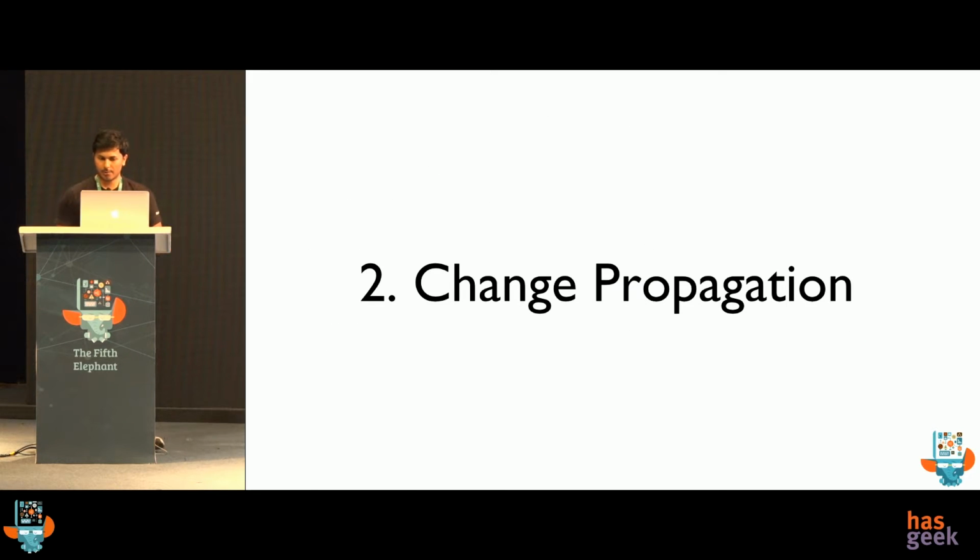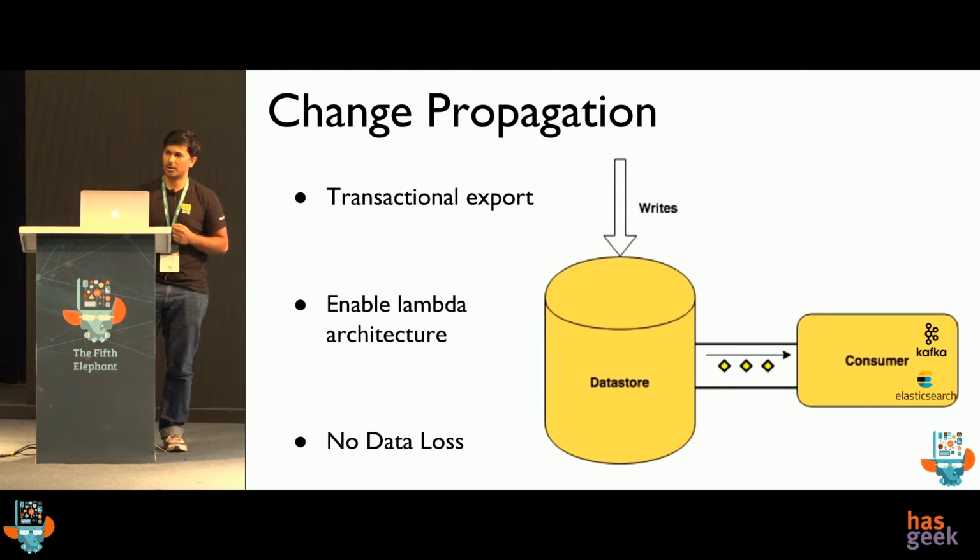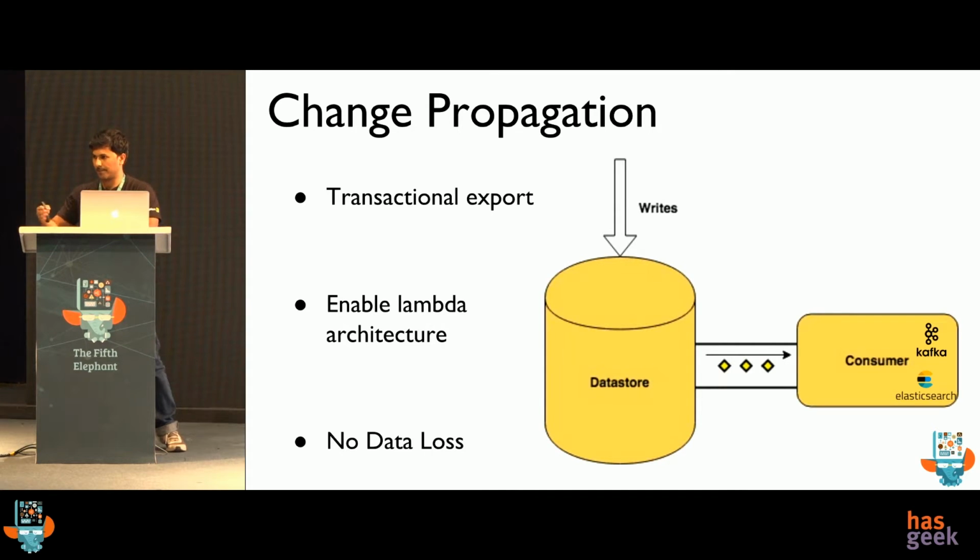The second customization we were working on was to solve for change propagation. What I mean by change propagation is essentially transactional export. When there's a write that happens to an OLTP store, the requirement is we don't have any loss in the data that is written, and we have it exported out within a boundary of time.